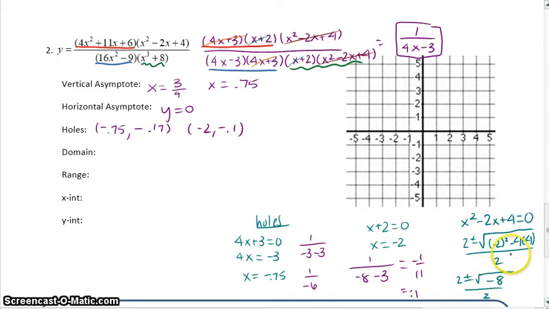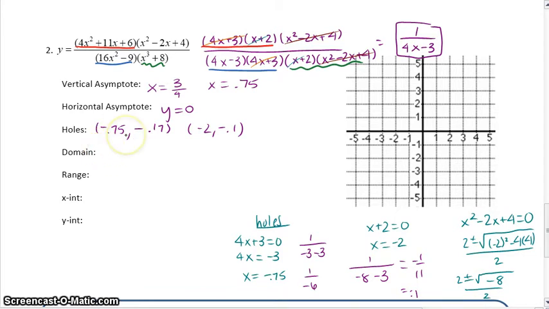Since we have a negative under the square root, that gives us an imaginary number, so that means this does not give us an actual point on the graph. So we are not going to have a hole from this factor because it gives us an imaginary solution, which will not be seen on our graph. So then now we can look at our domain.